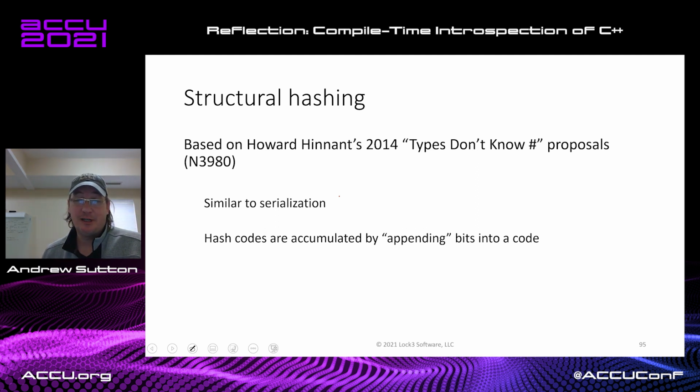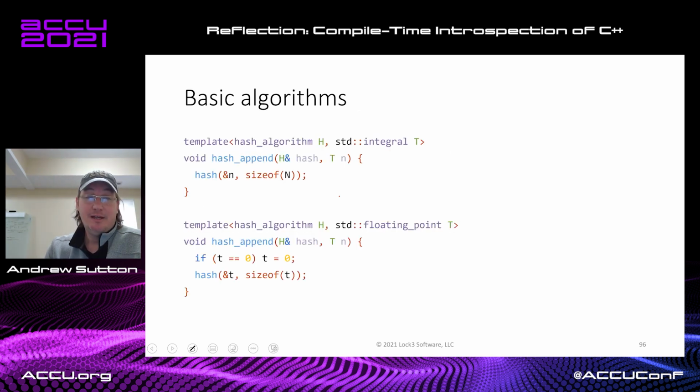Basically, hash codes are accumulated by appending bits into something that then permutes those bits into a hash code that satisfies various mathematical properties. It's fantastic. So one of the pillars of Howard's proposal is this overload set called hash_append that we can use concepts to constrain very nicely and select out the kind of behaviors for our standard fundamental types, like the integers, floating point values, or pointers, or bools, or whatever else, right?